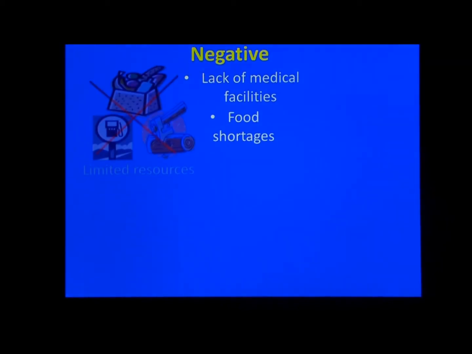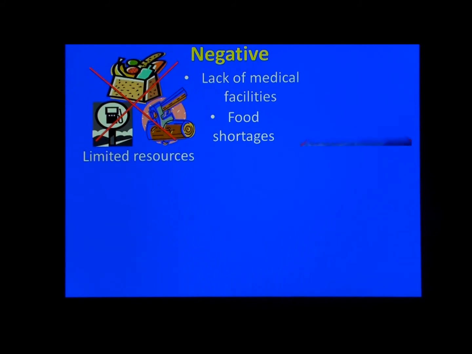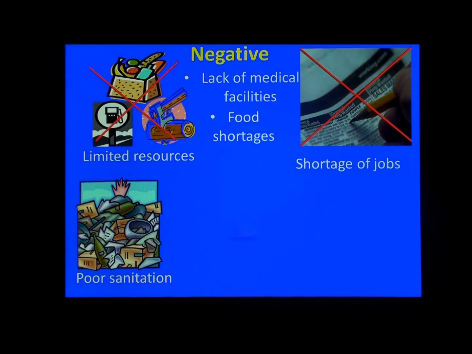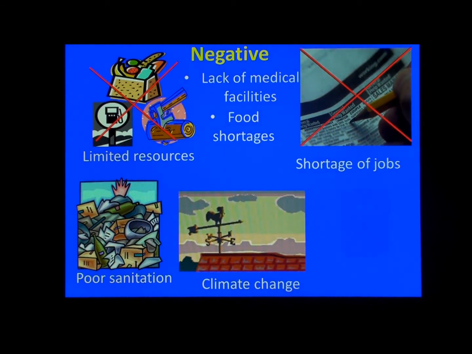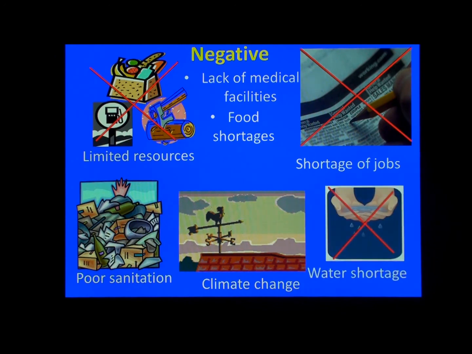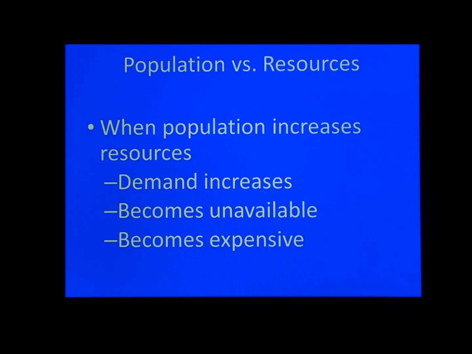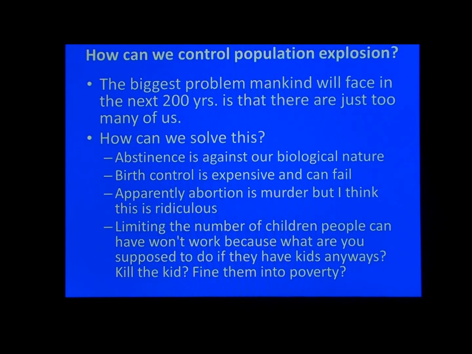The negatives. There will be a lack of medical facilities, food shortages, limited resources, shortage of jobs, poor sanitation, climate change, and water shortage. Population and resources. Population versus resources. When population increases, the demand for resources increases, they become unavailable, and they become expensive. How can we control population explosion?